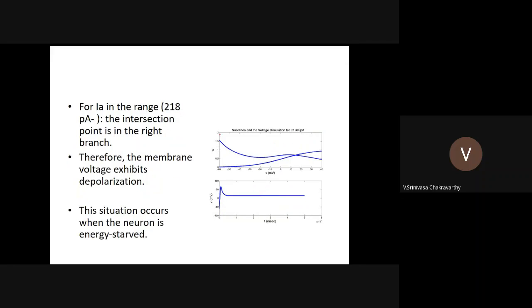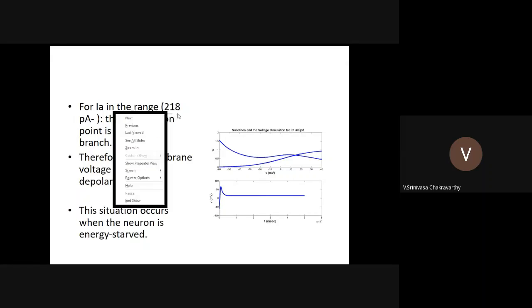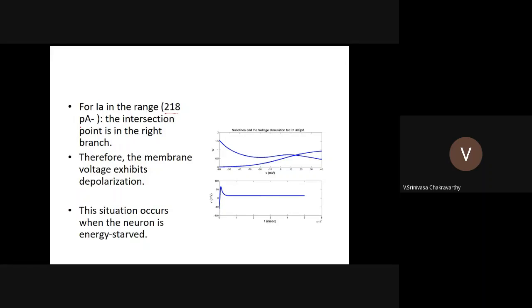And if you increase current even more, to beyond 218 picoamperes, the intersection now moves over to the third branch. And again, you can easily do the stability analysis and show that this point is stable. So in this case, if you again start V from any random initial condition, it will go to this high value and stay there.